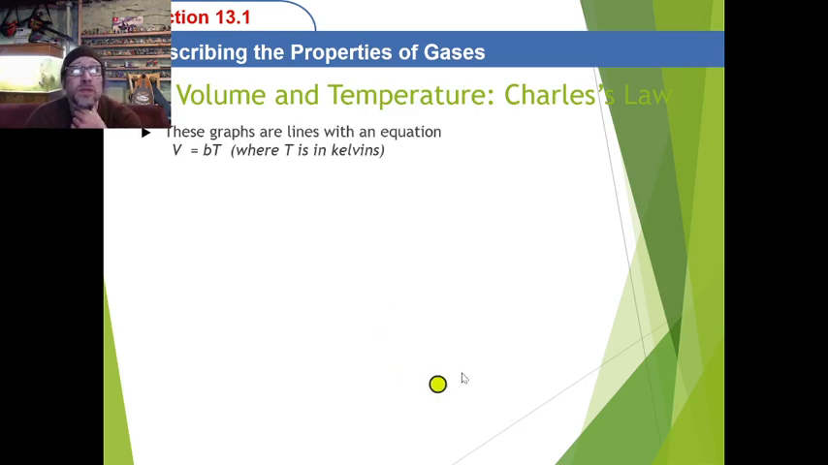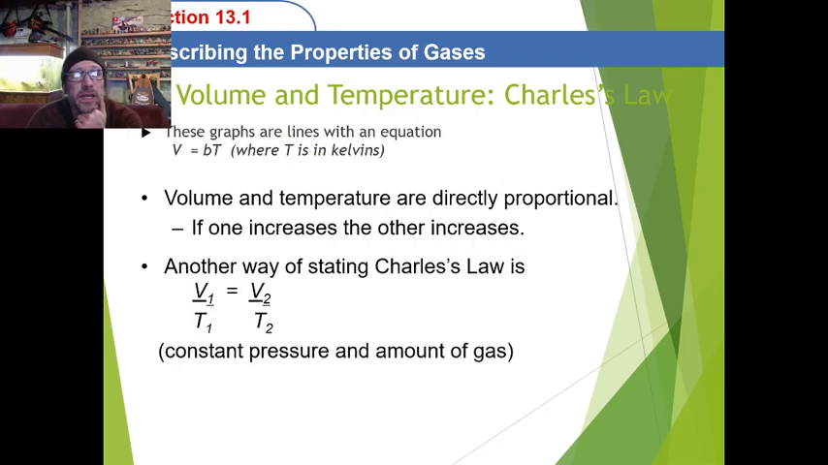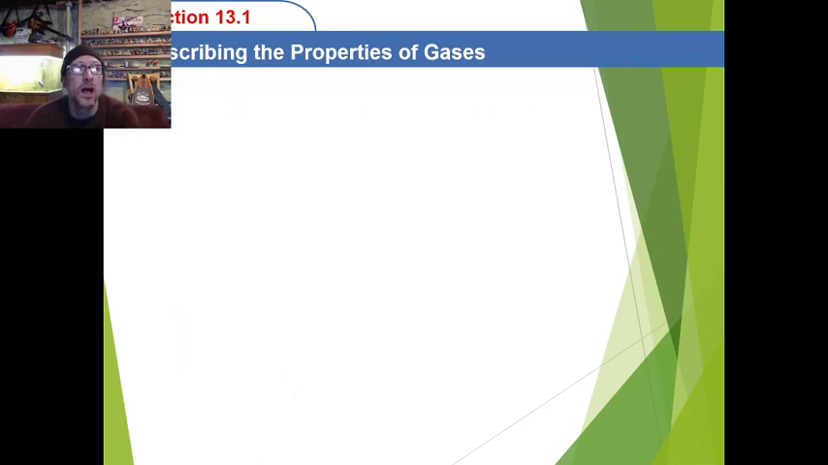Graphs, again, are lines with the equation V equals BT. B is going to be our constant of proportionality that relates volume to temperature, and T is going to be in Kelvin. If we solve this for B, we get V1 over T1 equals B, and then we can set them equal to each other. V1 over T1 equals V2 over T2, so now we can solve problems that are undergoing a system of change. You'll hear me say that a lot.